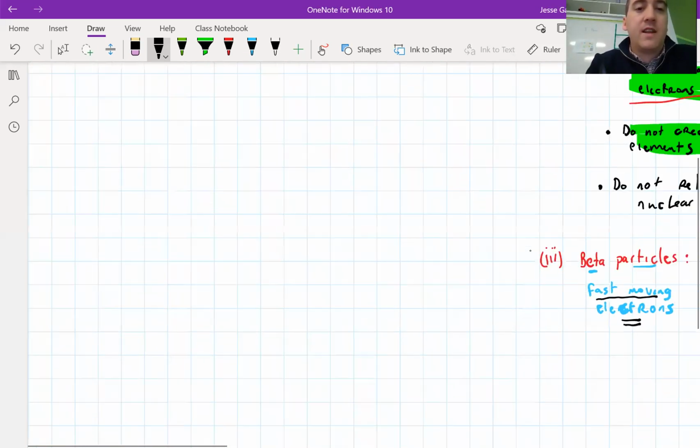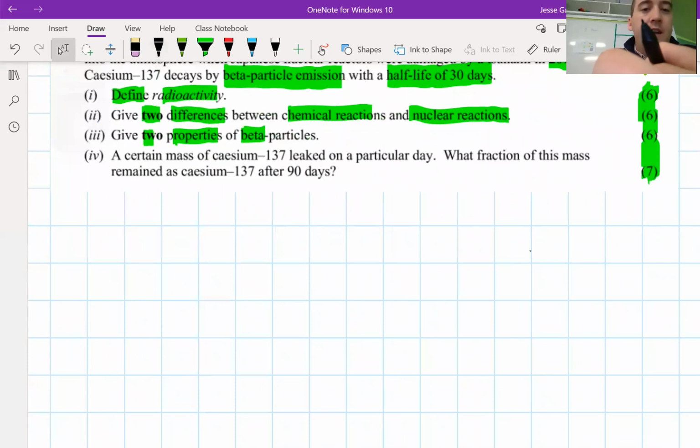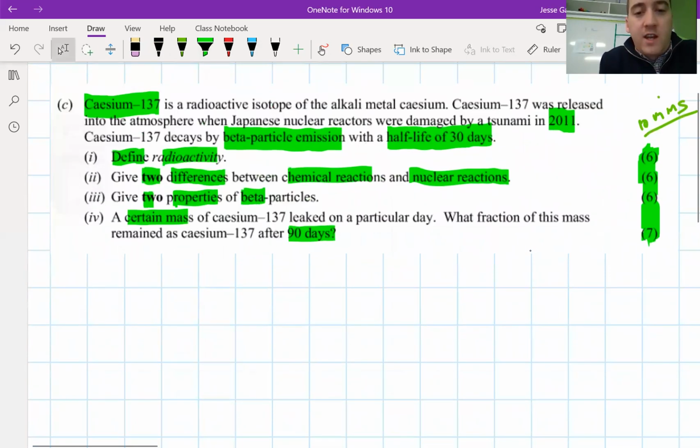Next bit, and this is definitely the hardest bit in this question. It says a certain mass, so it's not telling us how much, it's just a certain mass of cesium leaked on a particular day. What fraction of this mass remained as cesium-137 after 90 days? Okay, so the first thing that's in my head is how many days have passed, 90 days. Now I'm going back up to my question to see was there any information about days. Look what it says here, half-life is 30 days. Okay, so 90 days, how many half-lives is that?